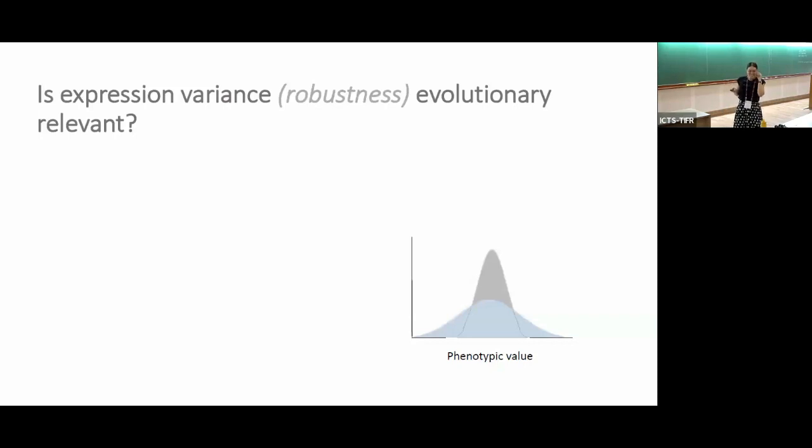Actually, just a quick question. Yes. So in your high sugar flies, you see higher fluctuating asymmetry? I'm coming to that. Yeah.